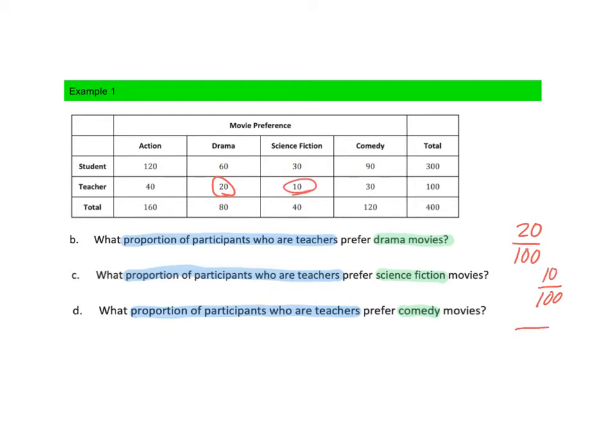And then the last one here, comedy. There are 30 who like comedy. Okay, all in all, when we add up our action, drama, science fiction, and comedy, we get that there were 100 teachers surveyed here. Okay, and again, this is just finding the proportion. This is not the relative frequency. Relative frequency is turning that number into a decimal. Let's continue.